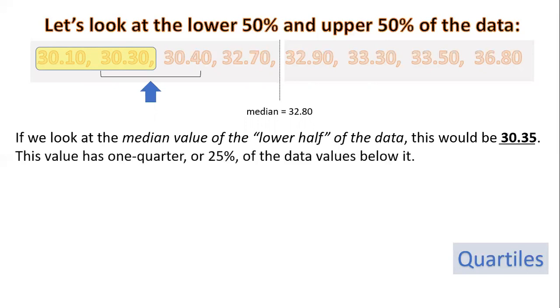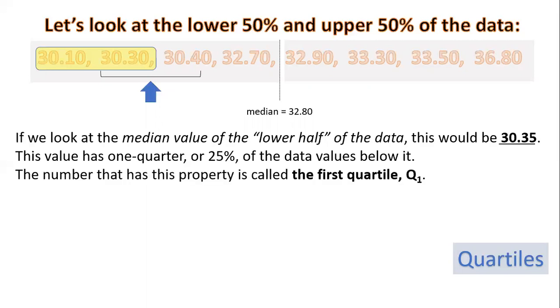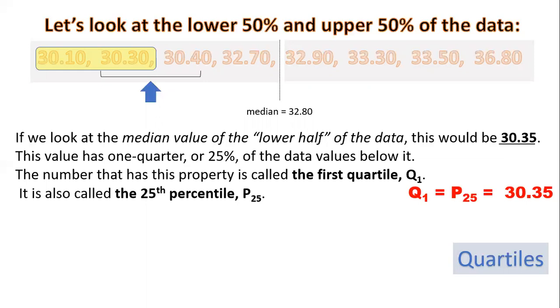So because $30.35, the median of the lower half of the data, has 1/4, or 25% of the data values below it, one name that we give to that number, 30.35, is we call it the first quartile, because it has 1/4 of all the data points below it. Now, since 1/4 is 25%, we can also refer to that value as the 25th percentile, P sub 25. So Q1, the first quartile, means the 25th percentile, and here, for Beth's tip data set, that would be $30.35.